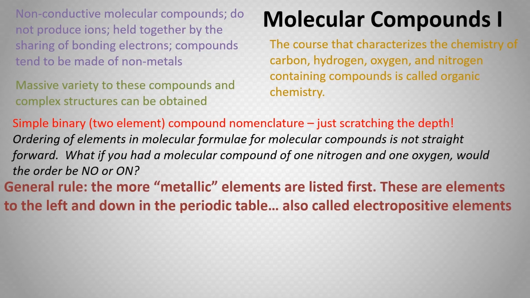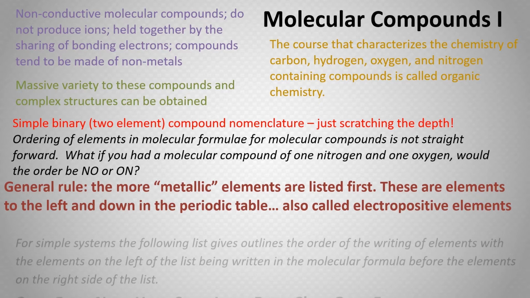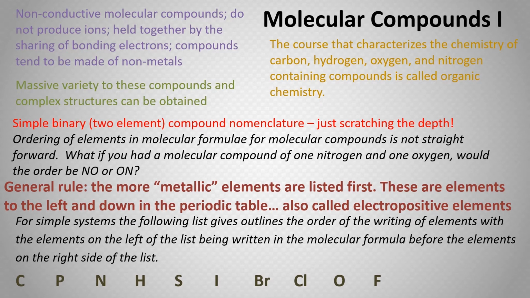Well, the general rule is that the more metallic elements are listed first. These are main group elements found more to the left and down in the periodic table, and they are closer to the actual metals on the periodic table. They are also known as electropositive elements. For simple systems, the following list guides us, with the elements on the left side of the list written in the molecular formula before the elements on the right side of the list. So, the answer to our NO or ON formula for a single nitrogen and single oxygen would be NO.